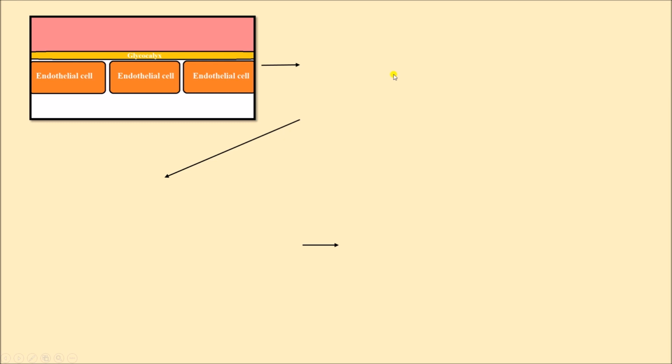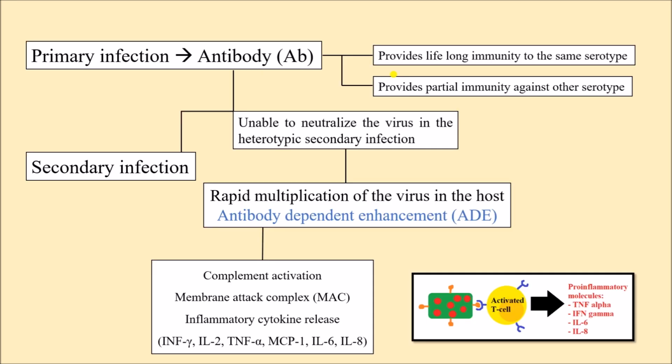Now we know in dengue infection there is production of a lot of pro-inflammatory molecules. Especially in case of secondary infection, when we have rapid multiplication of the virus, we have a lot of inflammatory cytokines, including interleukin 6, 8, TNF alpha, interferon gamma, etc. Right? So all these things.